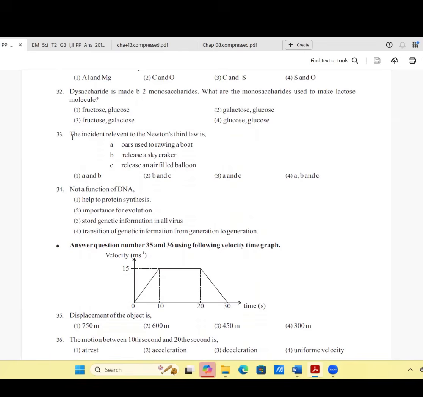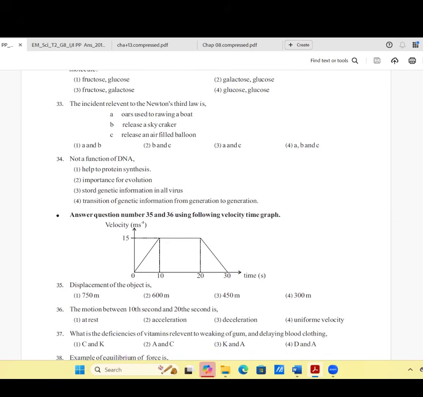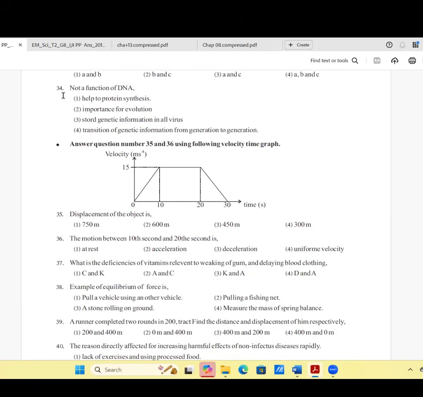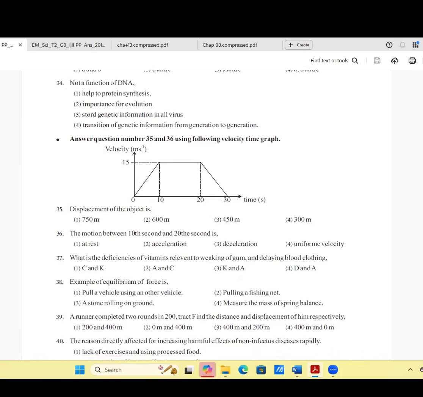Number 33. The incident relevant to Newton's third law is oars used to row a boat, release a key, skyscraper, release an air-filled balloon. The answer for 33 is answer 4. All are examples of Newton's third law. Question number 34. Not a function of DNA. Number 1, help in protein synthesis. Number 2, importance for evolution. Number 3, stored genetic information in all viruses. Number 4, transmission of genetic information from generation to generation. Answer number 3. Stored genetic information in all viruses is wrong.